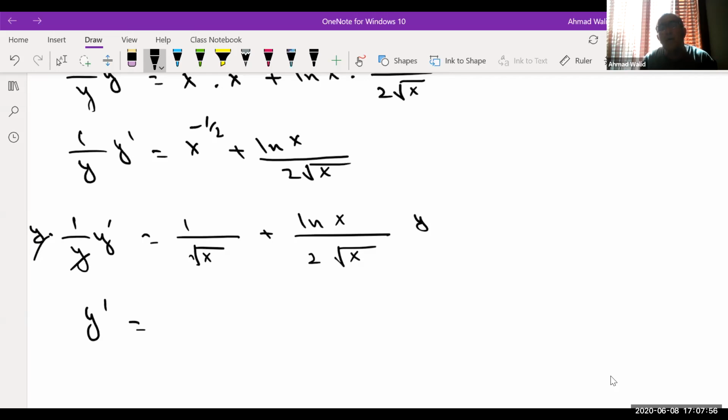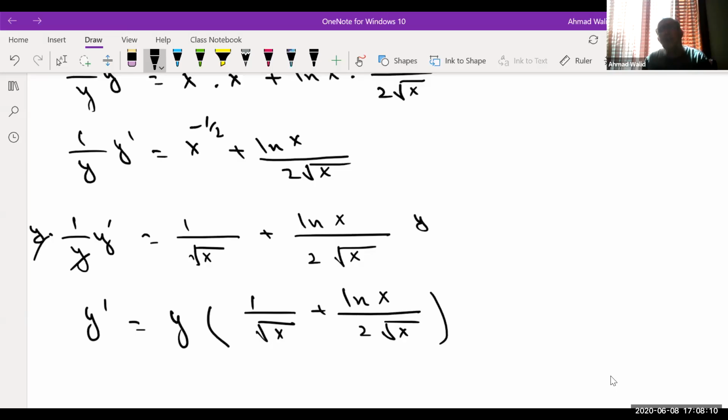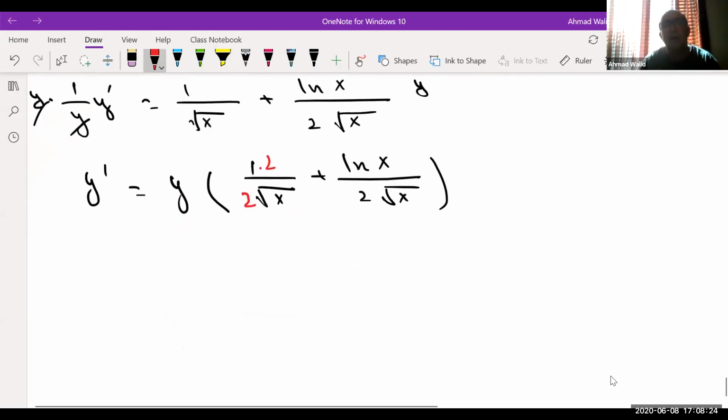Y prime equals y parentheses 1 over square root of x plus ln x over 2 square root of x. Even in this problem, I want to change it to one fraction, correct? Because it's really easy. You see, if I multiply my first fraction with 2, top and bottom, I can write it as one fraction, correct?